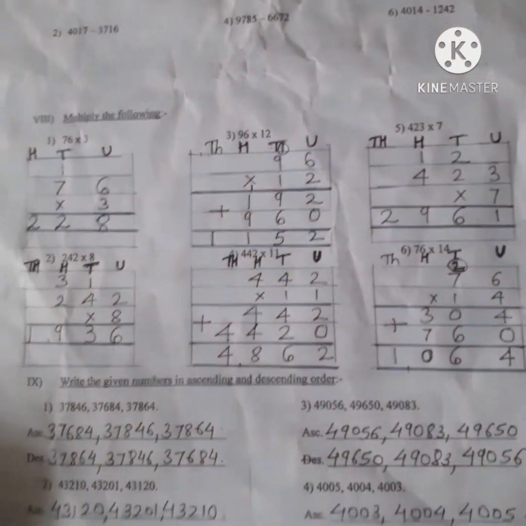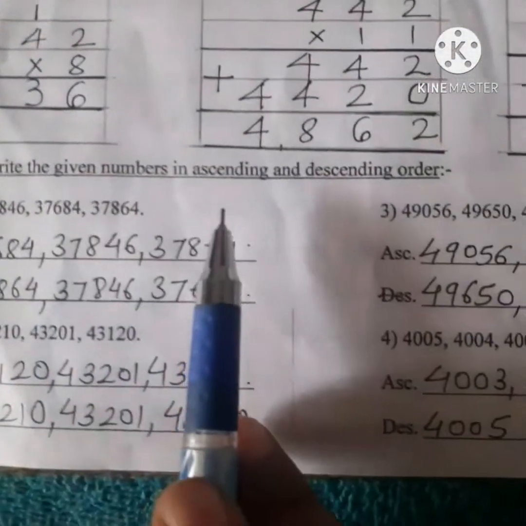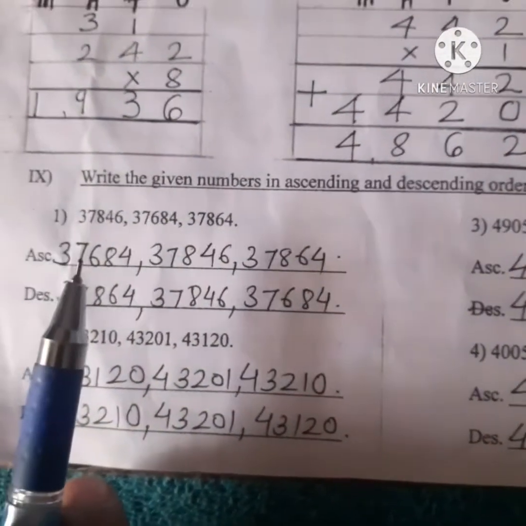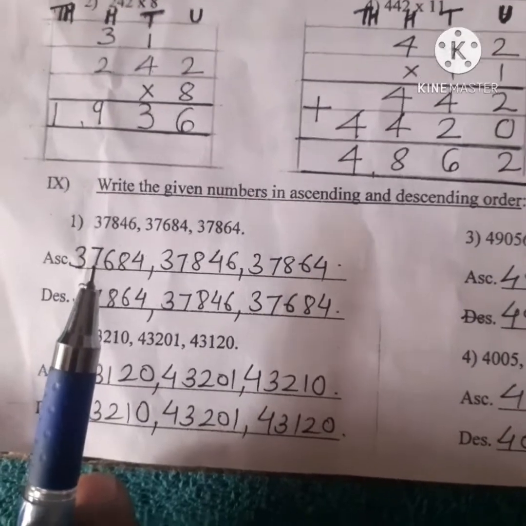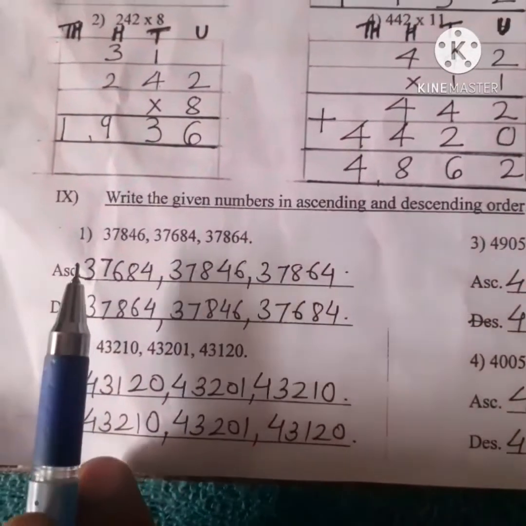Clear with your multiplication? Now let's start with our 9th question. Write the given numbers in ascending and descending order. As you know, ascending means smaller to bigger and descending means bigger number to smaller number. So let's start with our question number 1.